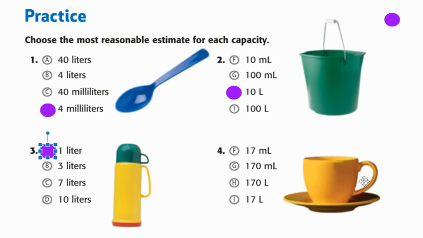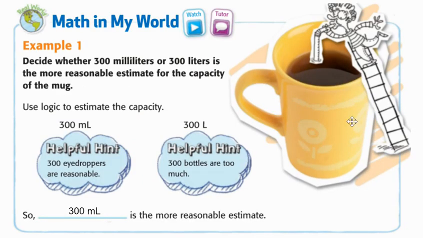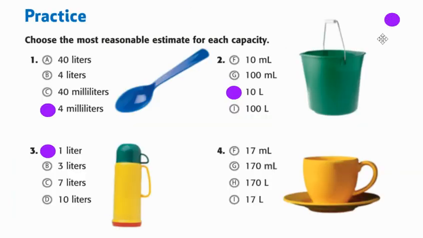And then a coffee cup, a small coffee mug. I'm going to eliminate the liter answers. And I'm thinking, does it fit 17 milliliters, 17 eyedroppers, or 170 eyedroppers? I could also refer back to this example. That was a bigger mug, and that was 300 milliliters. So I'm thinking 170 makes more sense.